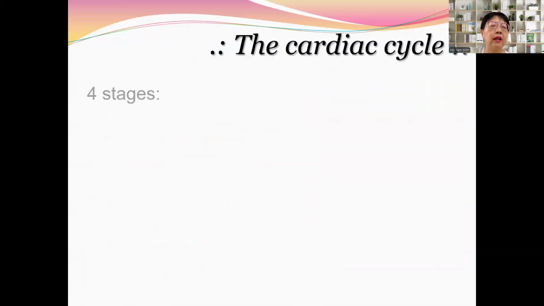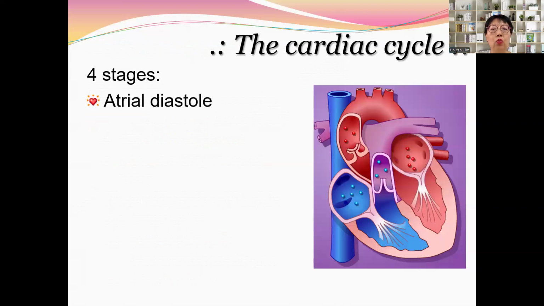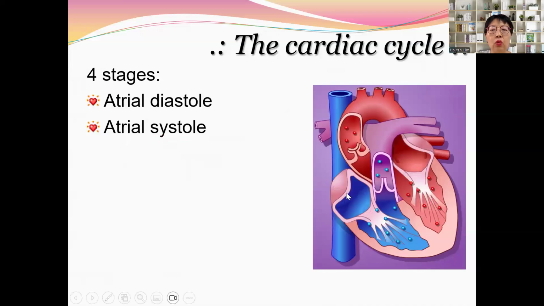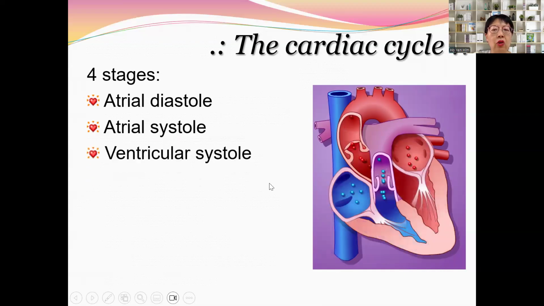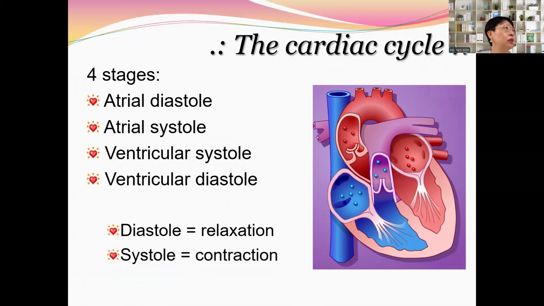So let's talk about the cardiac cycle first before we explain the changes of the pressure and the valve. The cardiac cycle is divided into 4 stages. Number 1, atrial diastole. This is when the atria relax. Number 2, atrial systole. This is when the two atria contract. Number 3, ventricular systole is when the ventricles contract. Number 4, ventricular diastole is when the two ventricles relax. So 4 stages. Diastole means relaxation, systole means contraction of the cardiac muscle.